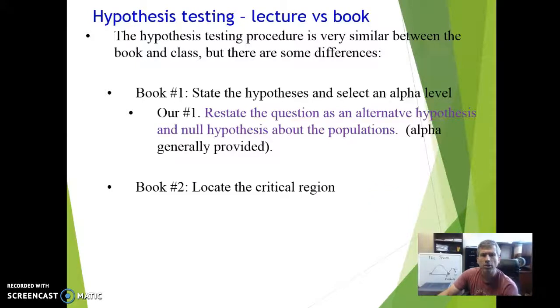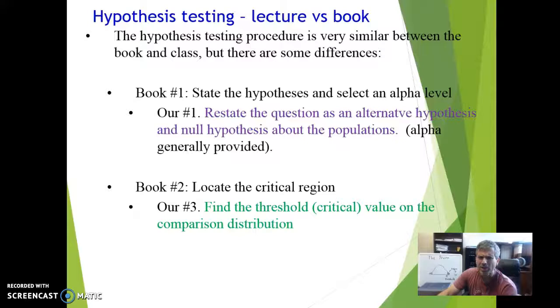Their step 2 is locate the critical region. This matches our step 3. I strongly prefer defining the characteristics of that comparison distribution before you figure out where the critical region is. You describe what that distribution looks like before you really start figuring out where the critical region starts, where the region of rejection is.